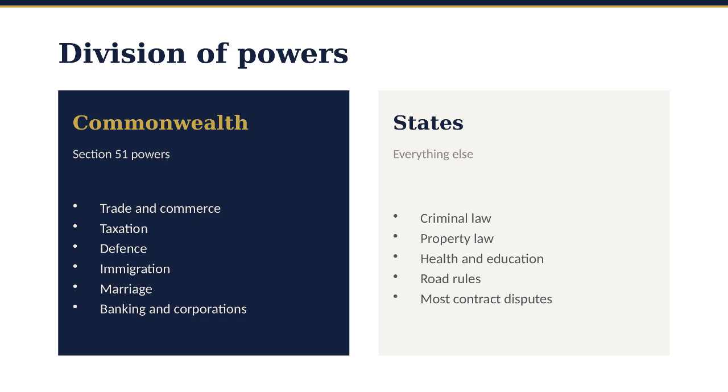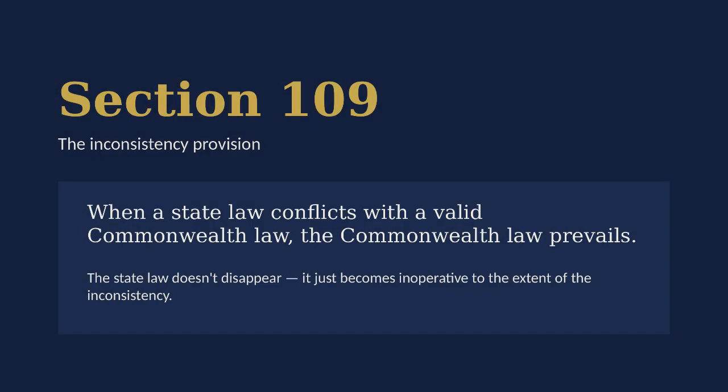Section 109 of the Constitution says that when a state law conflicts with a valid Commonwealth law, the Commonwealth law prevails. The state law doesn't disappear. It just becomes inoperative to the extent of the inconsistency. Lawyers call this the inconsistency provision, and it comes up more often than you'd think.